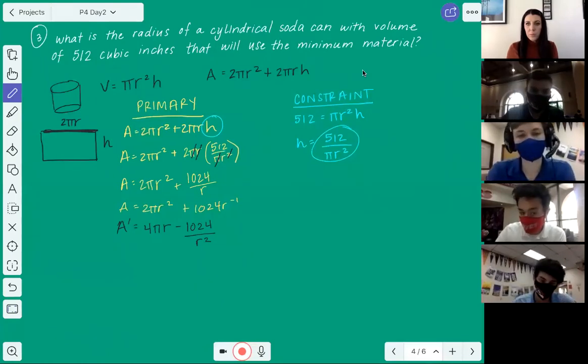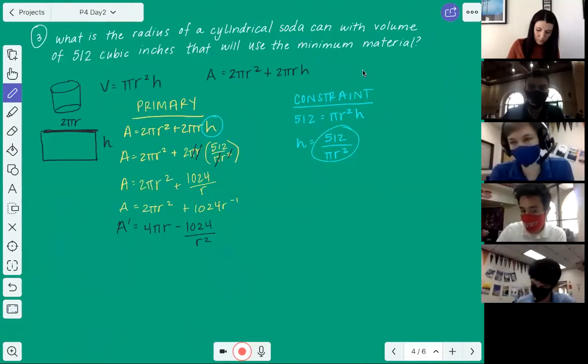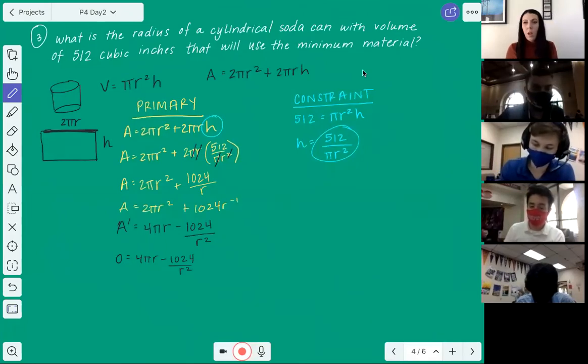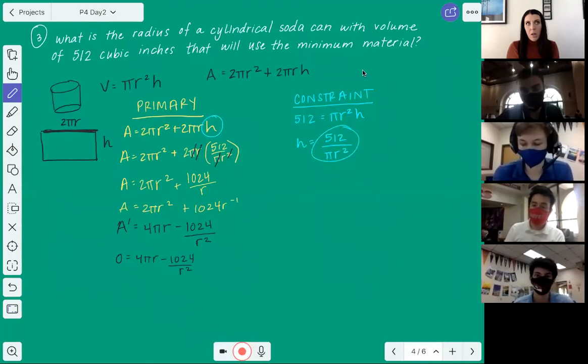Okay, from here, I set it equal to 0 first. And then I multiplied everything by r squared to get rid of the fraction. So you can do that. There's another way you can get rid of the fraction. There's something else you could do that's maybe easier than multiplying everything.